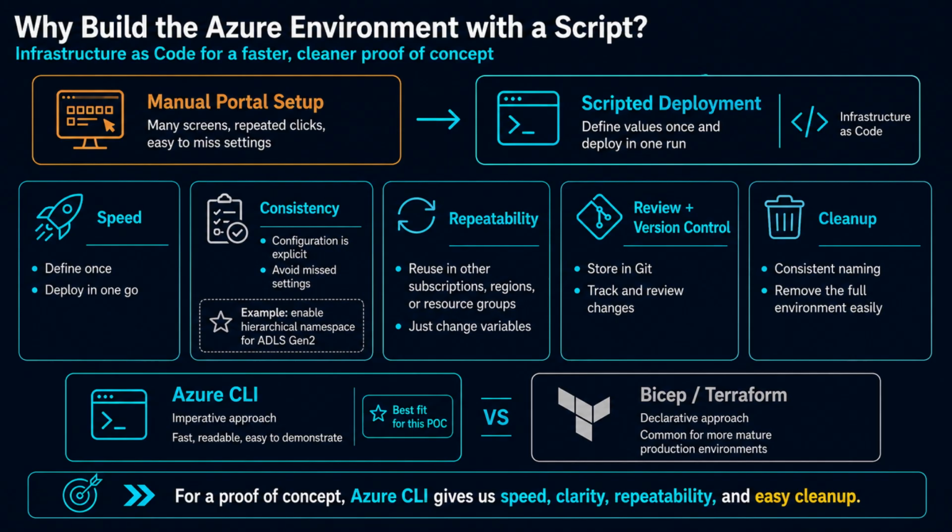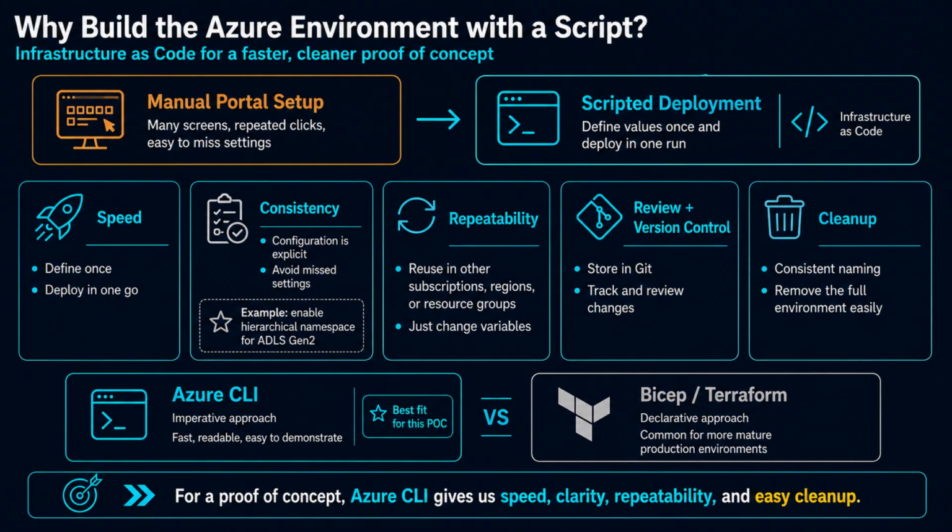When resources are created manually, it is very easy to miss a setting. For example, forgetting to enable hierarchical namespace would mean the storage account is not configured as ADLS Gen 2. With a script, the configuration is explicit. The third reason is repeatability. We can use the same script to recreate the POC in another subscription, another resource group, or another region. We simply change the variables.